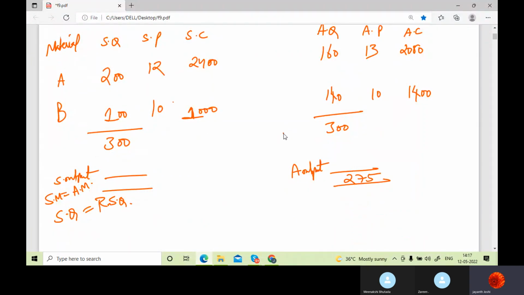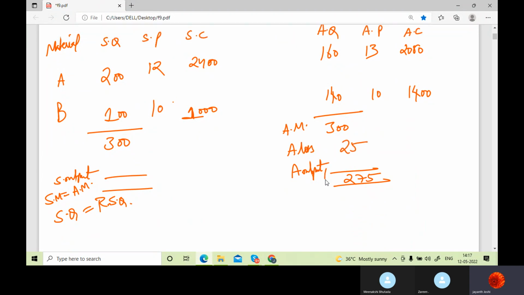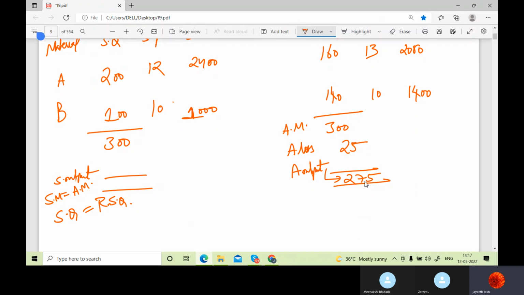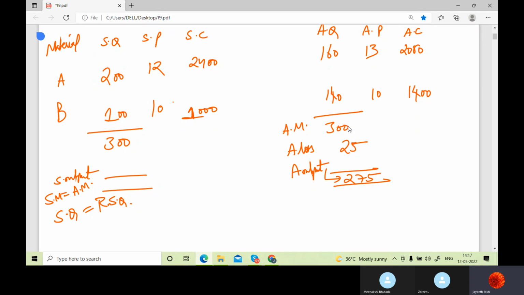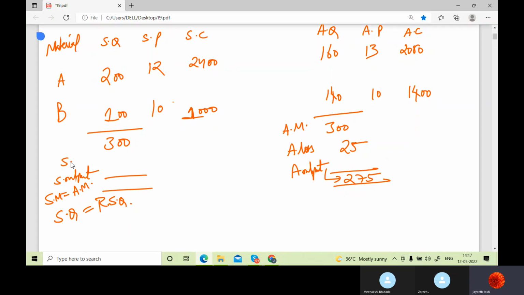That means this was actual mix. There was an actual loss of 25 units. Correct? This is what you need to understand. Common sense: if actual output is 275, and the actual mix we have used is 300, then there was a loss. And regarding the standard, they have said standard loss 10%. So standard loss at the rate of 10% is 30. So 270 is your standard output.